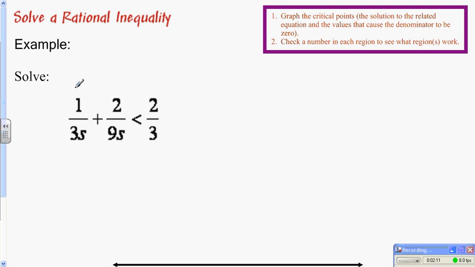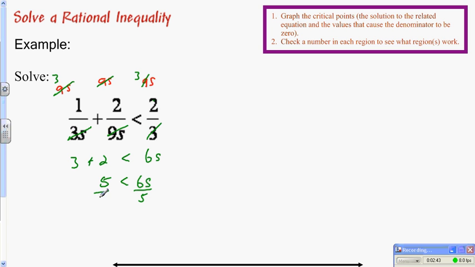Alright, now let's take a look at some inequalities. Now the common denominator here will be 9s. That crosses out with that and leaves it with a 3. 3 times 1 is 3. Everything crosses out here and you're left with 2. 3 cancels with the 9 to give it a 3. 3 times 2 is 6s. So we combine like terms. So 5 is less than 6s, divided by 6. So s is equal to 5/6.